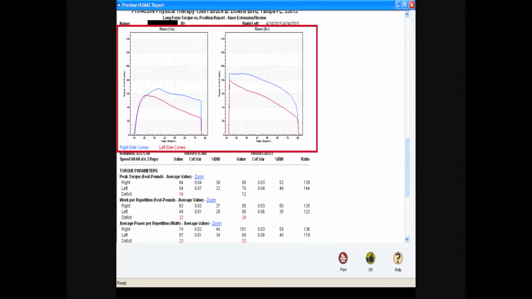This is the hamstring report. Like with the quad, we have the concentric graph on the left and the eccentric on the right. The right limb is in blue and the left is red. And again, that's the patient's involved side. So you can see he has deficits throughout the range of motion in both concentric and eccentric modes.